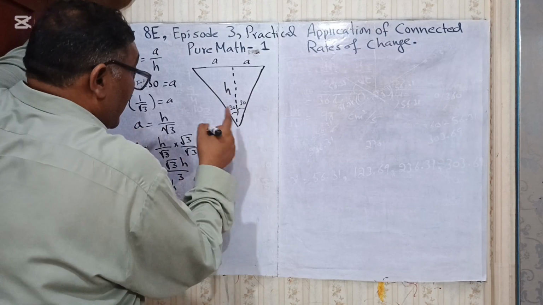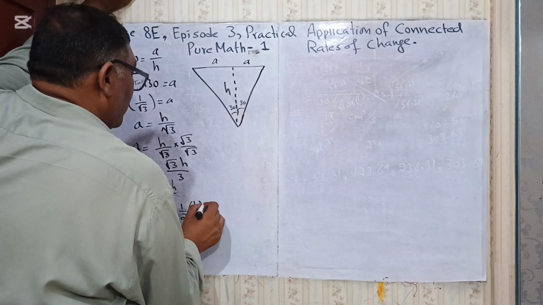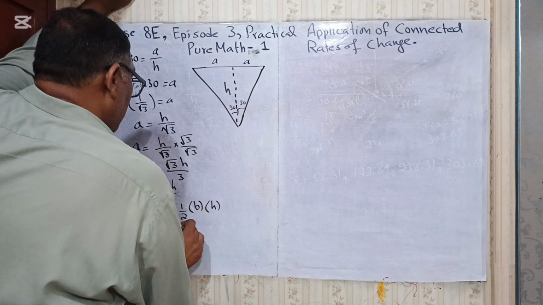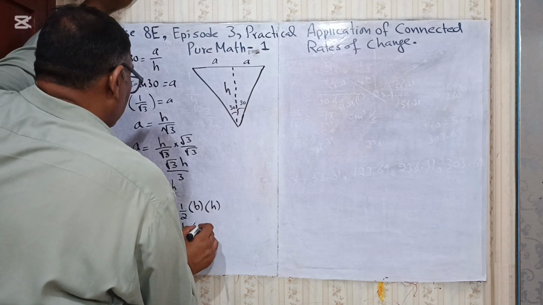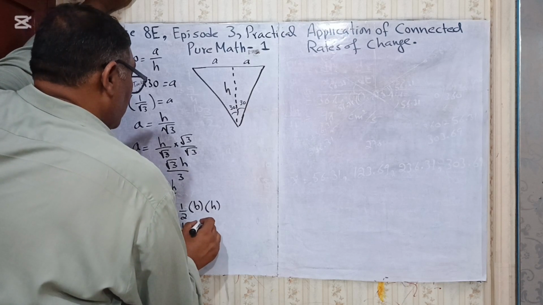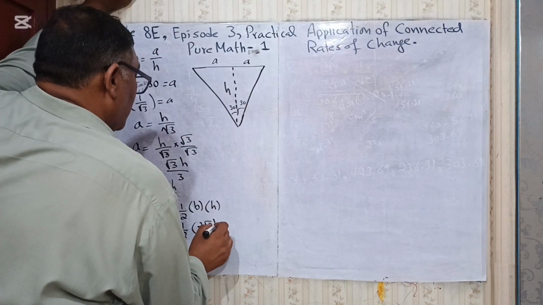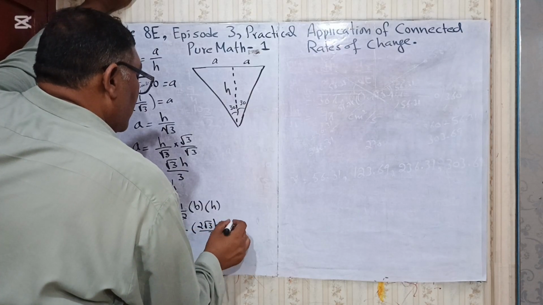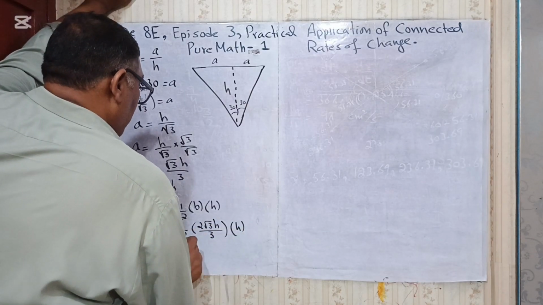So I have rationalized it, and now you know this is the cross section of the water. So this side is 2A. So the 2A will be equal to 2 under root 3 into H divided by 3. Now I can find the area of this cross section, let me call it the area of base.